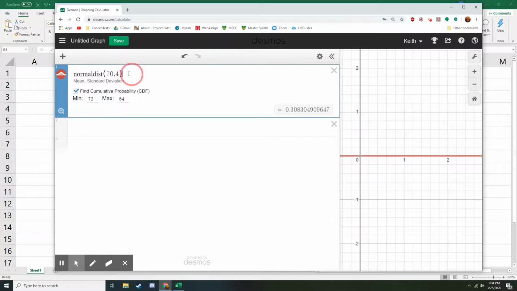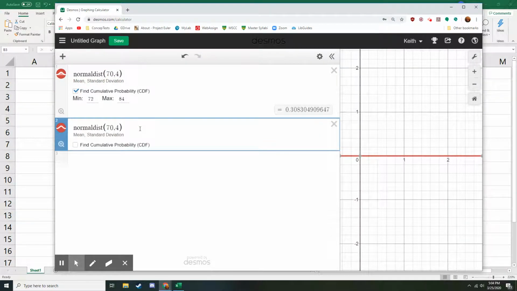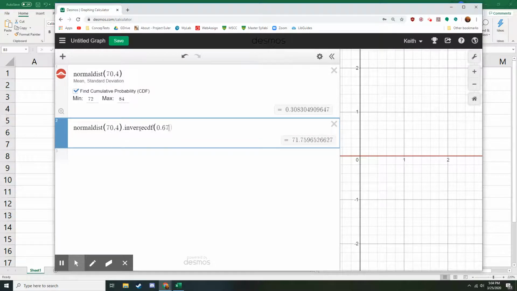Now, some of you might be really upset with me saying, well, Mr. Terrell, what about that third part? What about the inverse? Okay, fine. If you want to do the inverse, you'll do normal dist, and then you'll type in dot inverse CDF, and then you'll type in the probability you want. So this is super advanced. I really wouldn't worry about this personally. It's not nearly as gorgeous as the normal dist command.